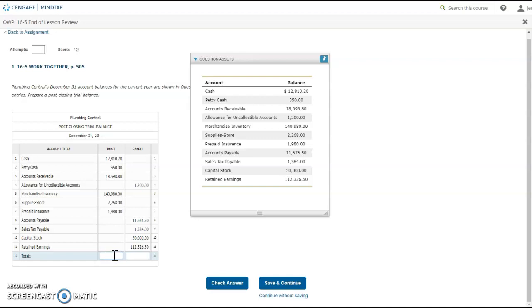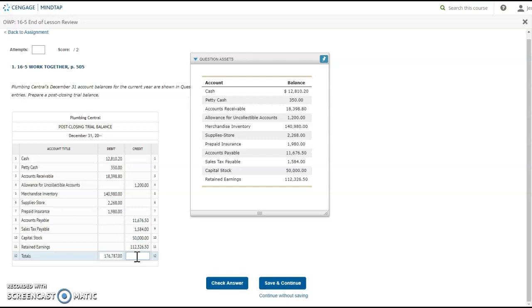Next thing that we're going to do is we're going to add up our debits and our credits. So I want you to actually do this. Take out your calculator. You can pause the video if you want. Okay, for a debit, I got 176,787. We'll do the same thing for our credit.